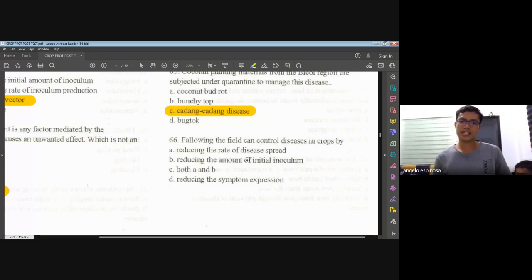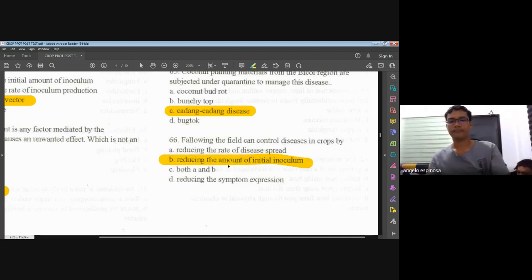Number 66. Fallowing. Oh, ano yung fallowing? Iniiwanan. Babalikan ka lang pag kailangan ka na. Yun. Fallowing the field can control diseases in crops by, ano yung nangyayari? Nagre-reduce ng amount of initial inoculum ng isang disease. Okay? Initially.